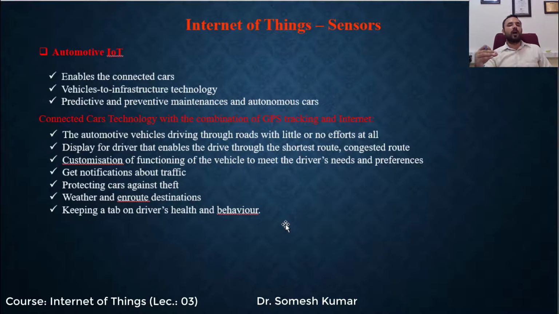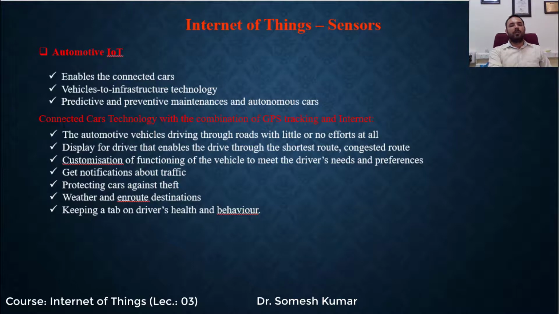Automotive IoT involves vehicle-to-infrastructure technology. How your car can communicate with infrastructure that is not moving, how your car can communicate with a wireless sensor, how your car can communicate with an internet Wi-Fi router. Also, predictive and preventive maintenance and autonomous cars are some parts of automotive IoT.